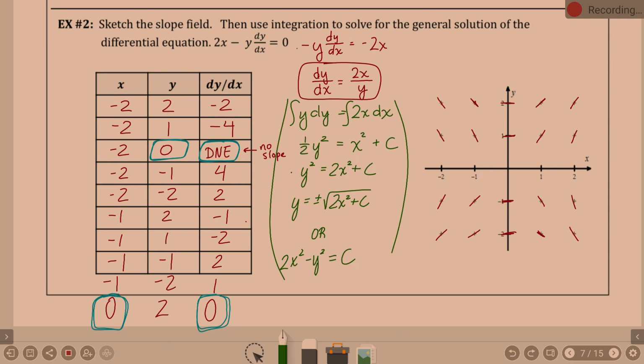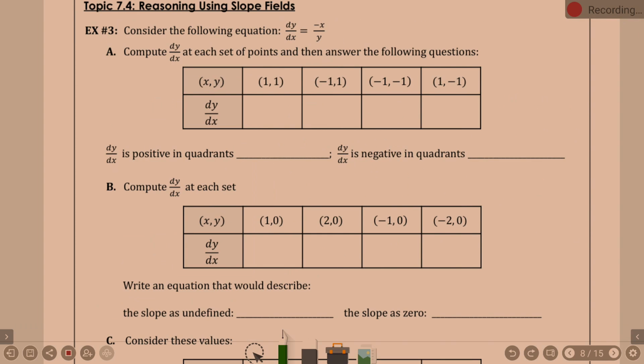Okay. We're going to do some generalization on this next page, or at least on A, B, and C. Consider the following equation. We're using this equation, I think, for the whole page. dy/dx equals negative x over y. First of all, compute dy/dx at each set of points and then answer the following questions.